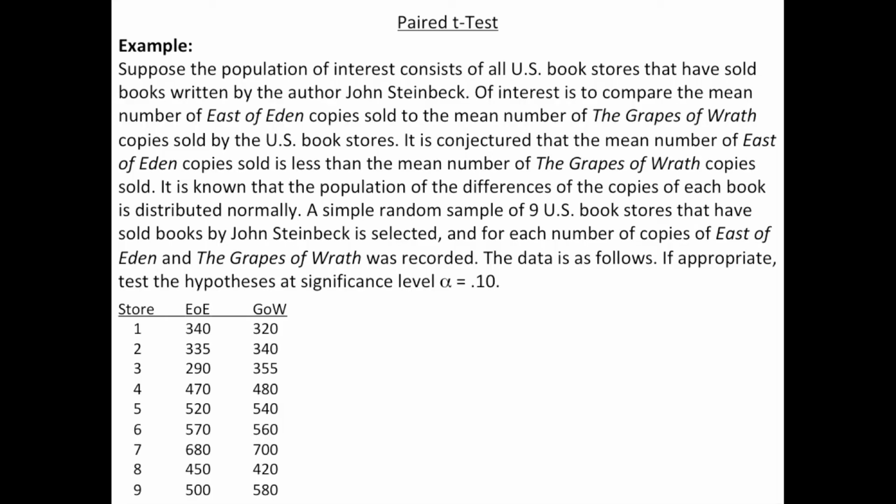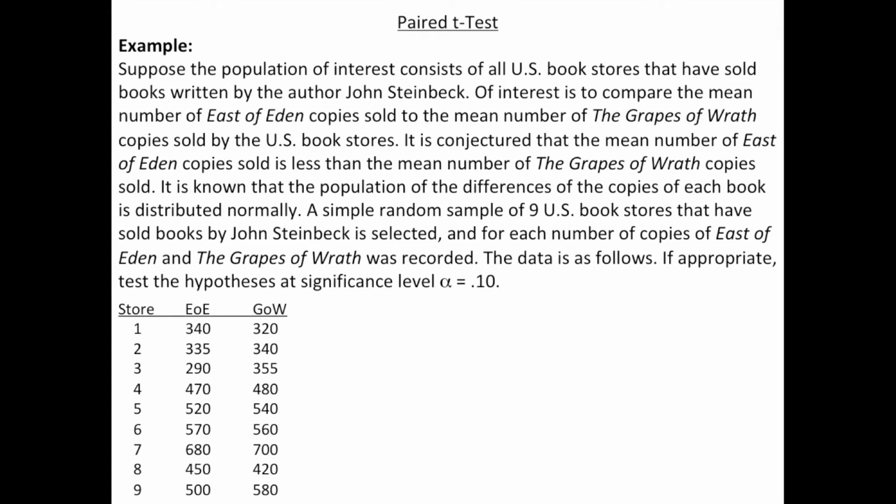This video covers paired t-tests by looking at a simple example. Suppose the population of interest consists of all U.S. bookstores that have sold books written by the author John Steinbeck. Of interest is to compare the mean number of East of Eden copies sold to the mean number of the Grapes of Wrath copies sold by the U.S. bookstores. It is conjectured that the mean number of East of Eden copies sold is less than the mean number of the Grapes of Wrath copies sold.